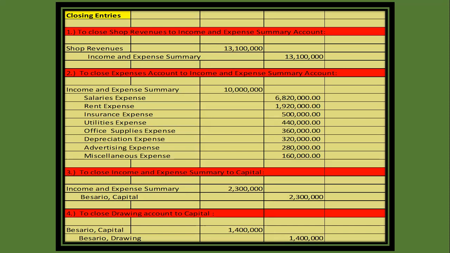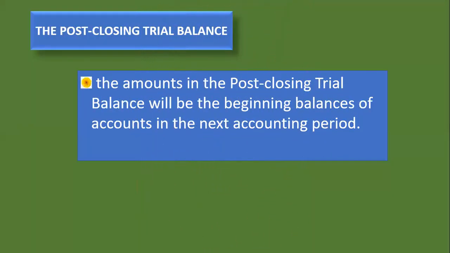So Pisario Capital 23. Then to close drawing account to capital, I'm sorry for the confusion, I'm referring to one capital account only. So next we have number 4, close drawing account to capital. Okay, so we have Pisario Capital 1-4 and then Pisario Drawing 1-4. So after all has been prepared, it will zero out all the nominal accounts. What remains will be your capital account. Okay, so that's how you prepare the closing entries.